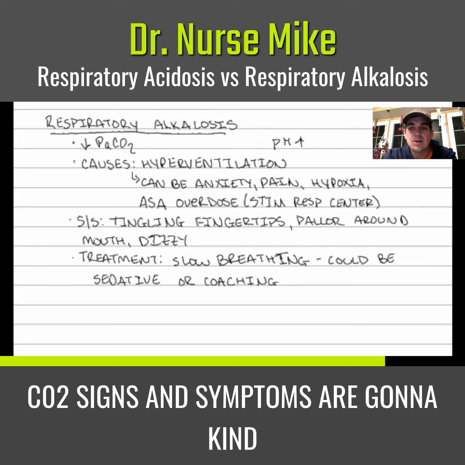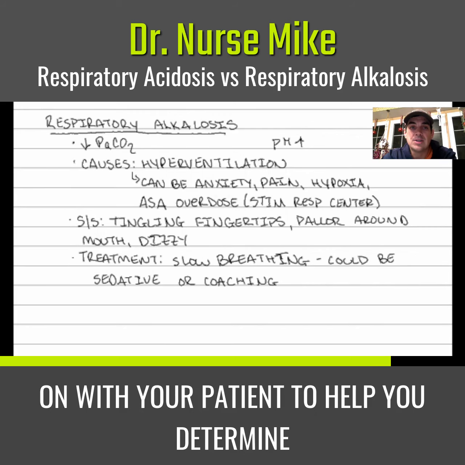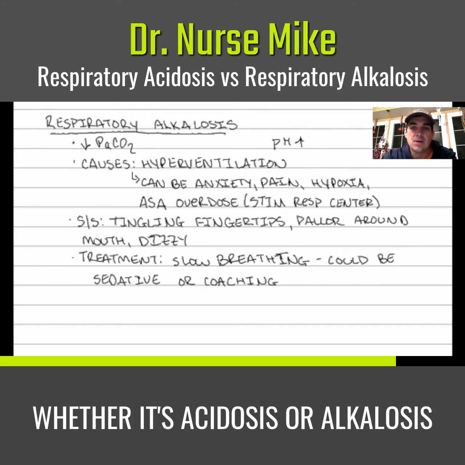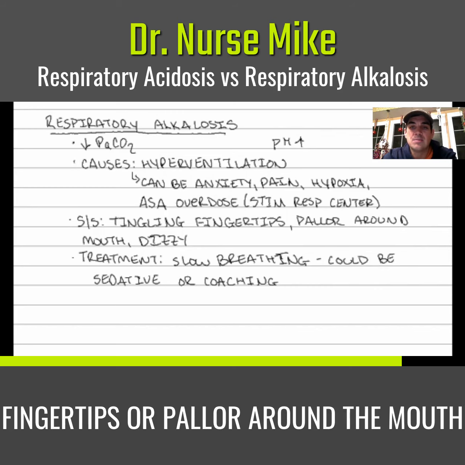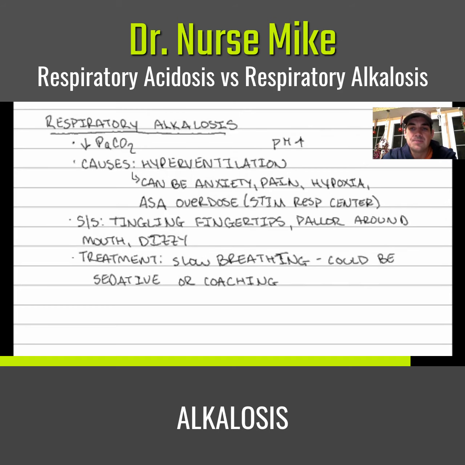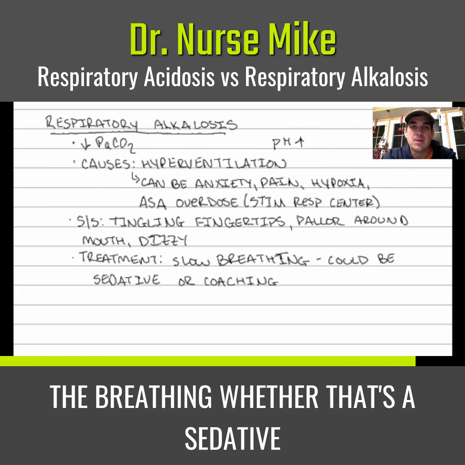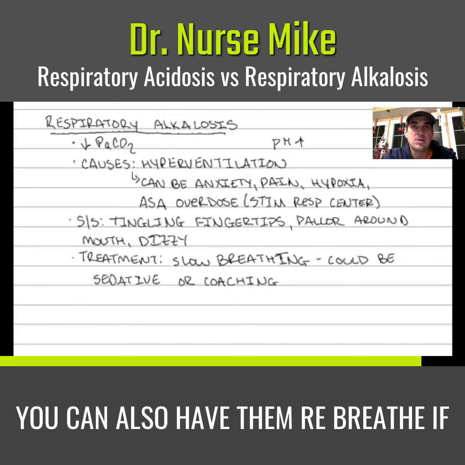Signs and symptoms are going to kind of be similar, so it really depends on what's going on with your patient to help you determine whether it's acidosis or alkalosis. You may still see some dizziness, you may see some tingling in the fingertips or pallor around the mouth if they are experiencing some respiratory alkalosis. The treatment for respiratory alkalosis is going to be to slow the breathing, whether that's a sedative or just coaching them. You can also have them rebreathe.